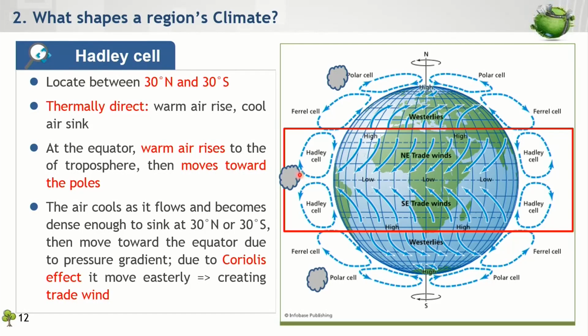It starts to deflect toward the North Pole and South Pole and keeps moving until it reaches about 30 degrees north and 30 degrees south, where it becomes cooler and heavy enough. It begins to sink and go back to the Earth's surface, creating the high pressure zone at the ground. Once it reaches the Earth's surface, it starts to deflect, moving back to the equator region to complete the convection cell.